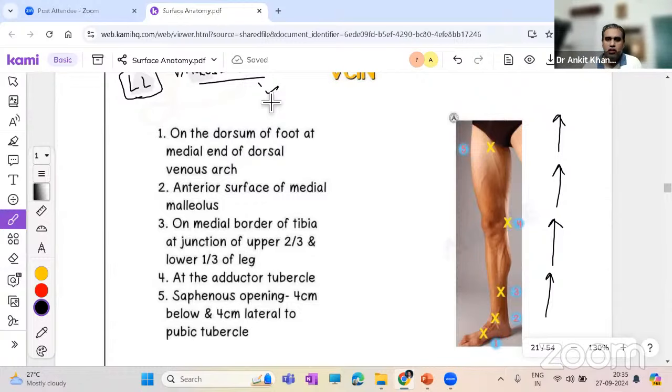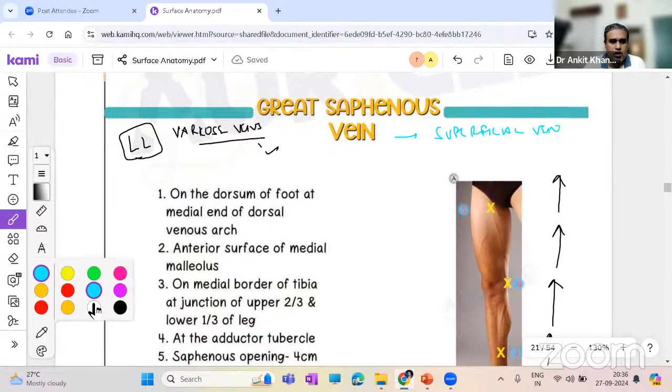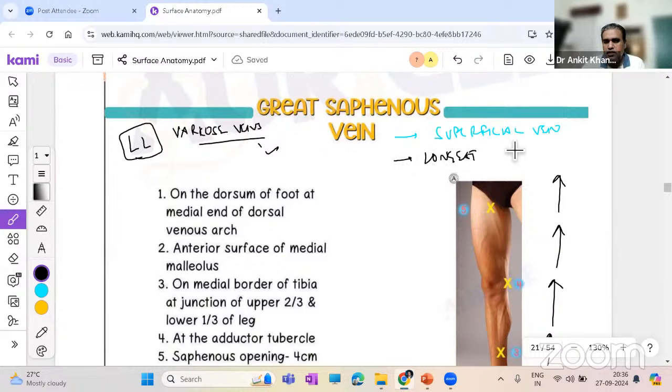may easily develop. So the first vein over here is what? It is the great saphenous vein. Another vein, the small saphenous vein, is also there. Let me tell you beforehand, the great saphenous vein is a superficial vein. The second important point about this vein is that it is the longest cutaneous vein. When we say cutaneous, we mean superficial vein. Longest cutaneous or superficial vein in the entire body.